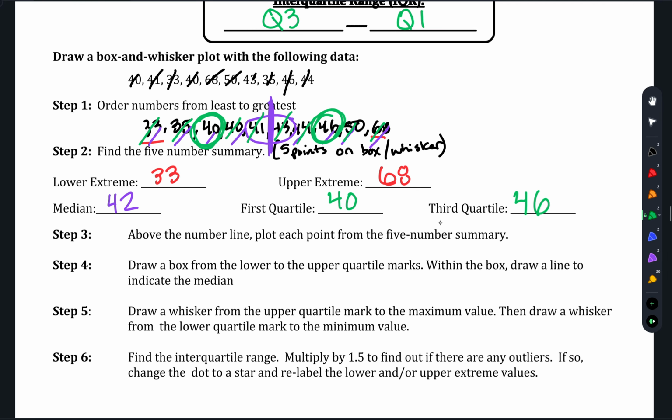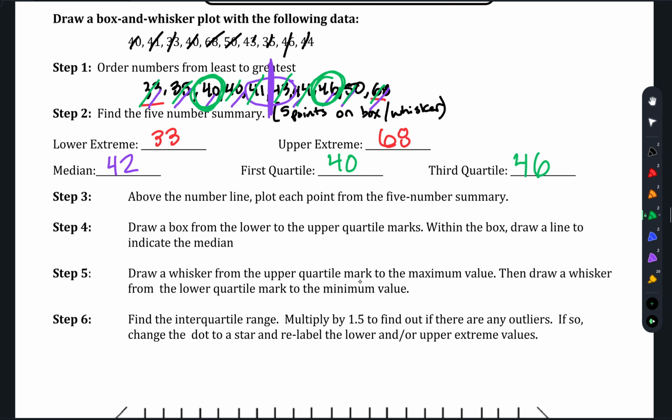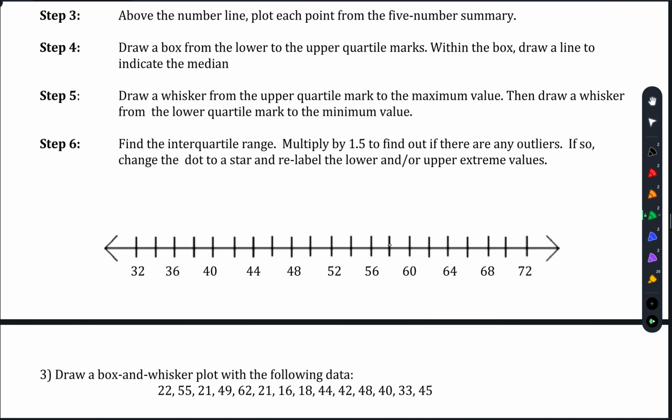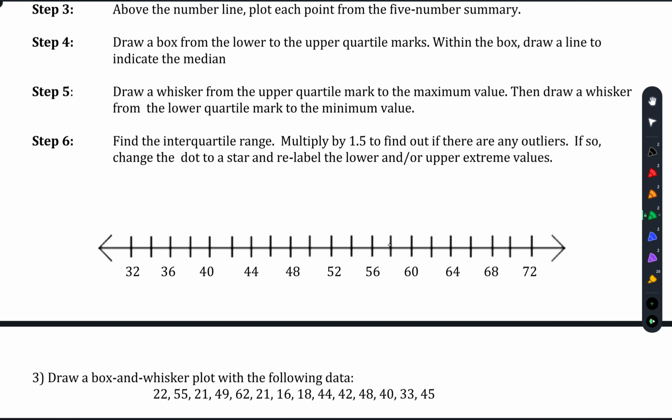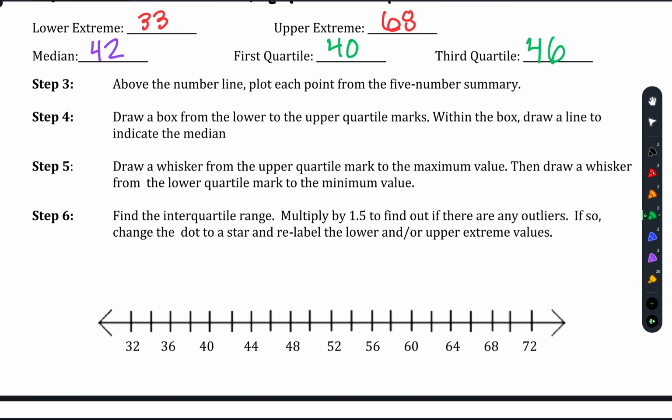Okay. Here's our third step. Above the number line, we're going to plot each point from the 5-number summary. It's nice in this number line, the tick marks are already labeled for us. We're going to have to do that on our own sometimes. But for now, we'll just take our numbers. 33 is our low value. I think these each count by 2, so 33 is over here. 68 is my high value, all the way over there. 42, the median, is right in here. First quartile is 40, and third quartile is 46.